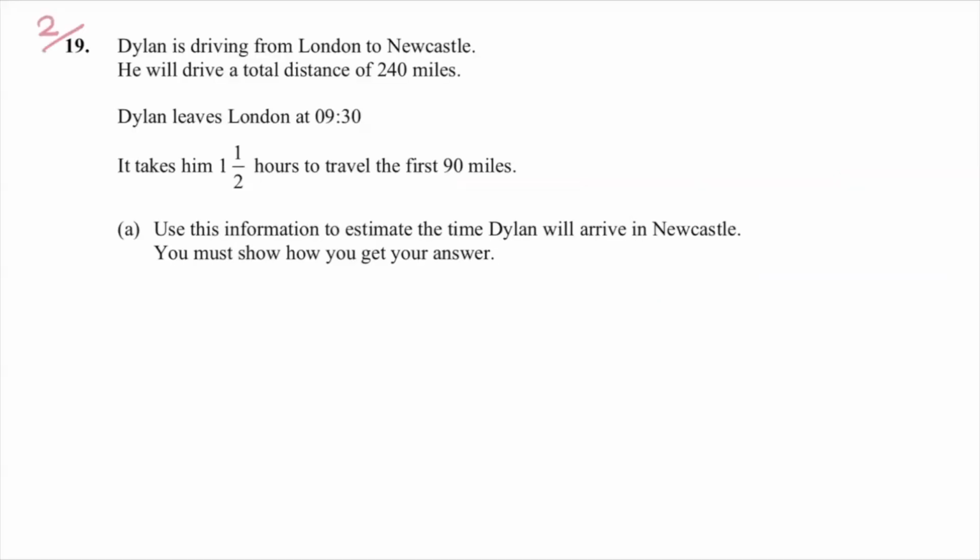Okay, so we've got a crossover question here. Dylan is driving from London to Newcastle. He will drive a total distance of 240 miles. He's leaving at 9:30. And then we're given some information about that journey. So what we're going to do is we're going to build a picture of this before we do anything else. So I know that it's London to Newcastle. I know he's leaving at 9:30. It's a total distance of 240 miles. So I'll get that marked on.